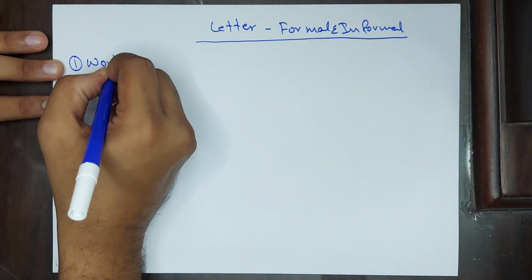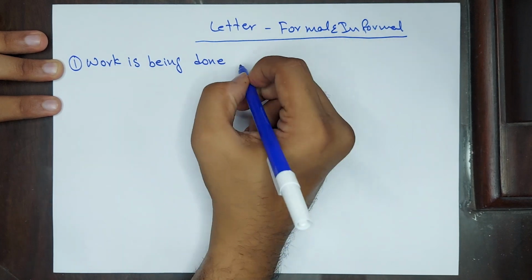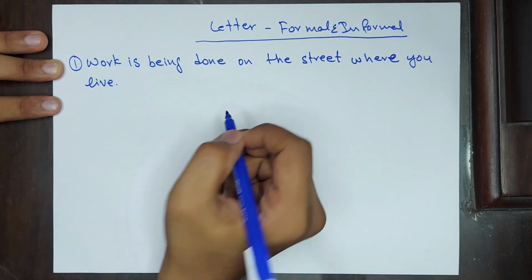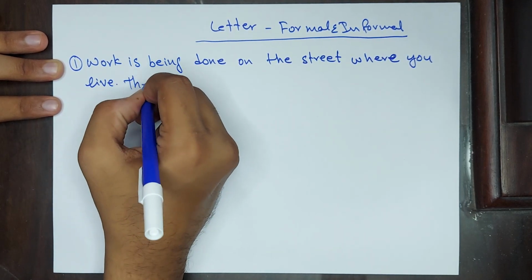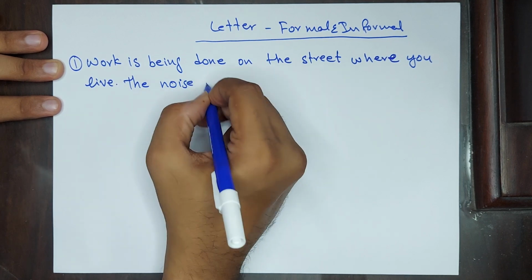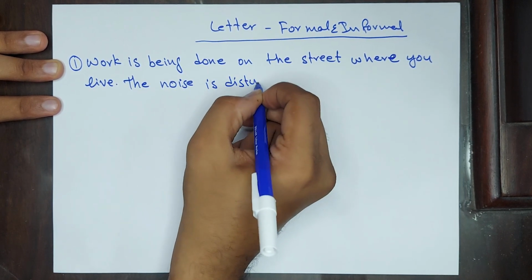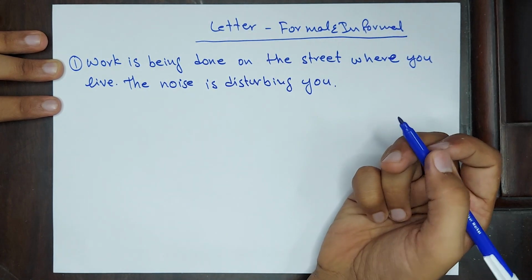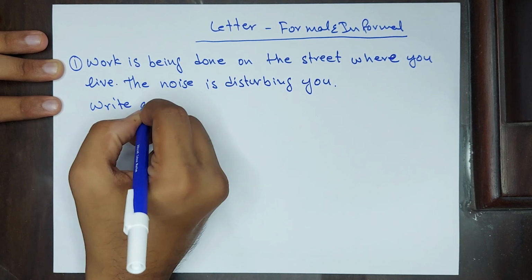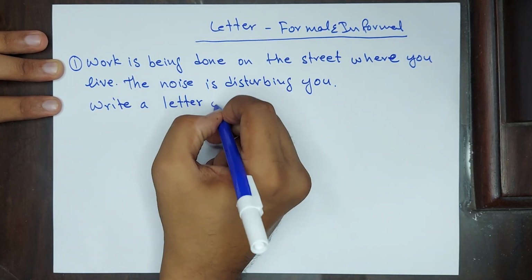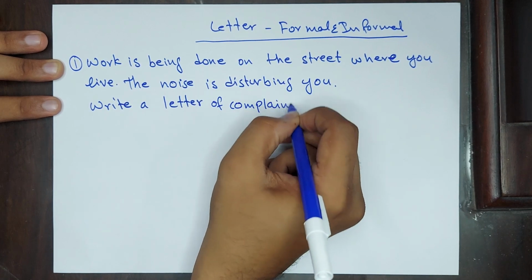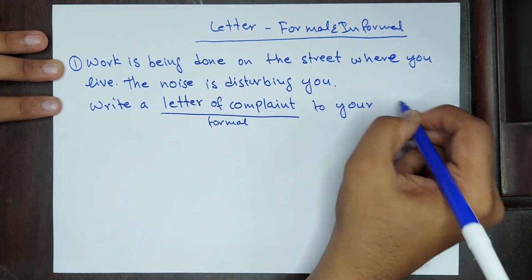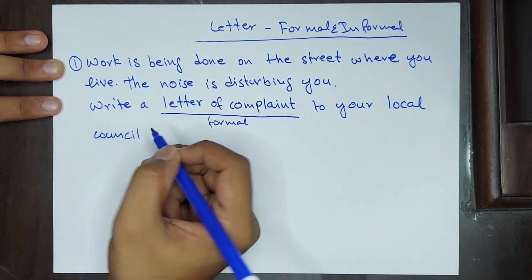Like, work is being done on the street where you live. All right? The noise is disturbing you. Write a letter of complaint. This means that this is a formal letter. Okay? Write a letter of complaint to your local council.